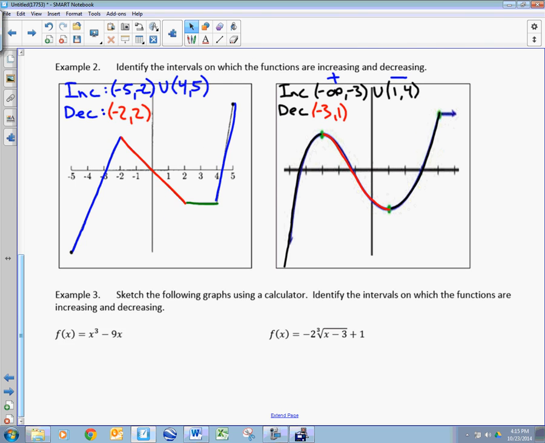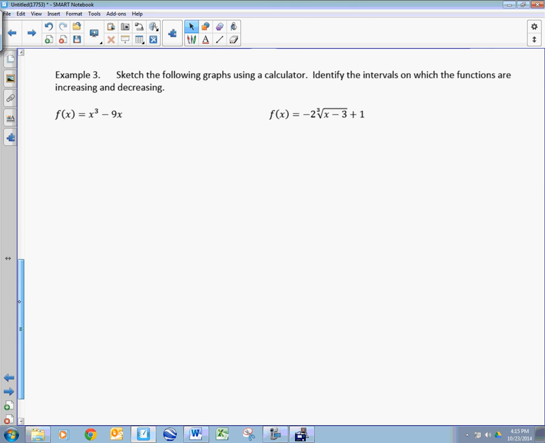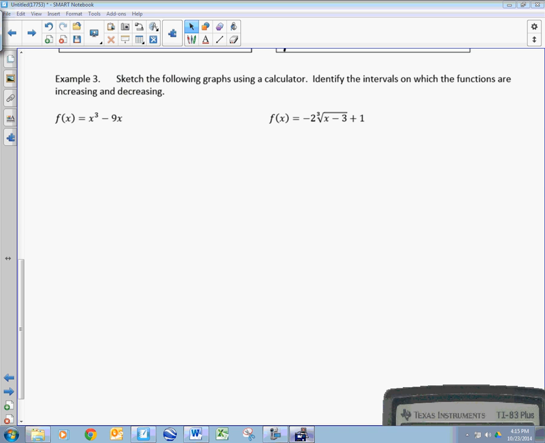You should also be able to look at your calculators and understand where functions are increasing and where they are decreasing. Let's graph both of these and see what happens.